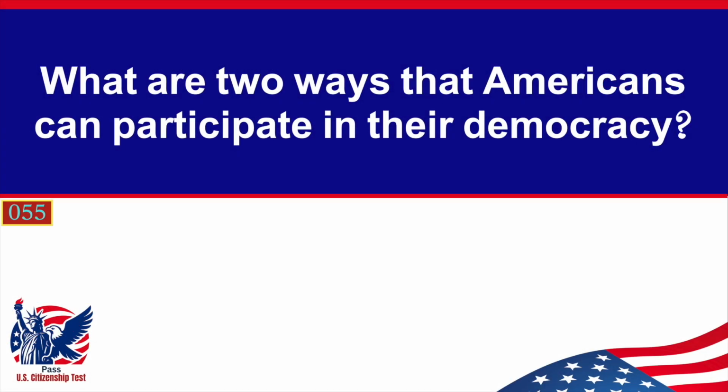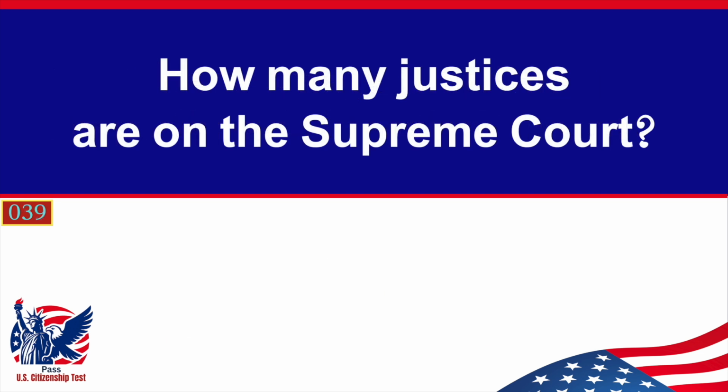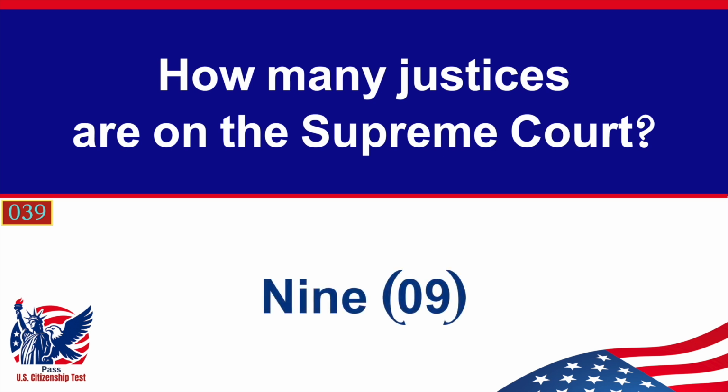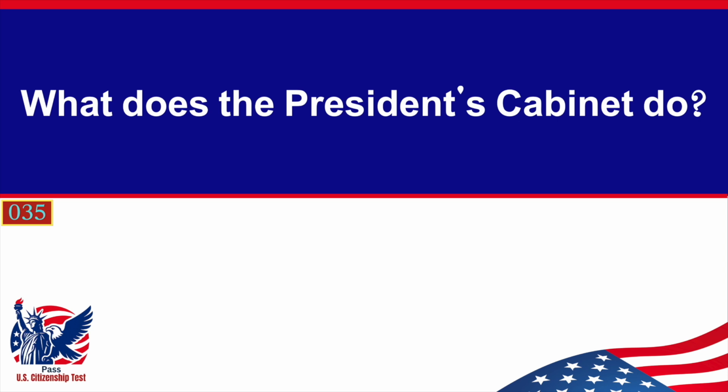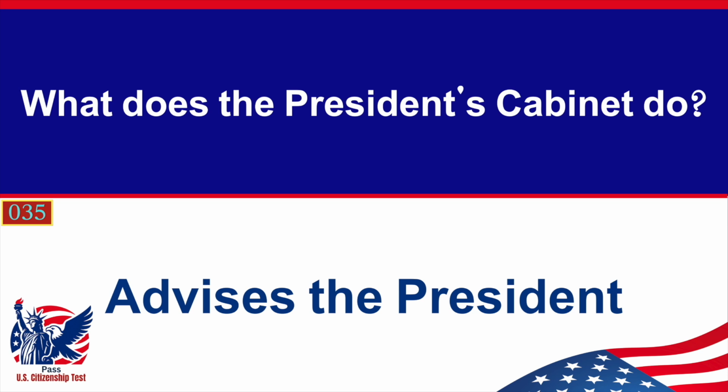What are two ways that Americans can participate in their democracy? Vote. Join a political party. How many justices are on the Supreme Court? Nine. What does the President's Cabinet do? Advises the President.